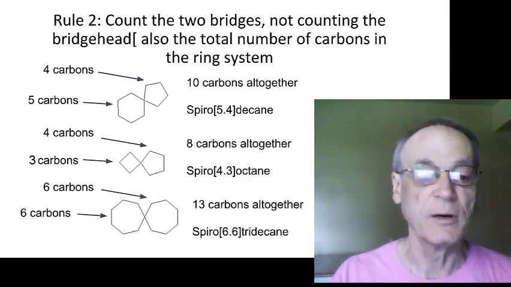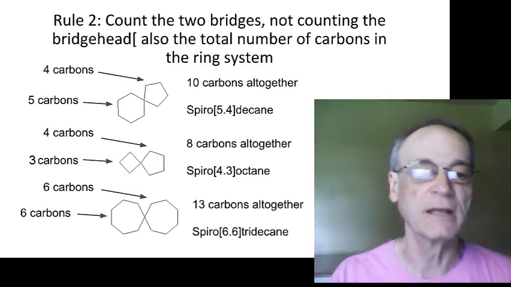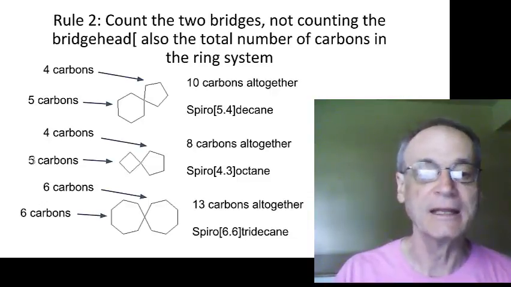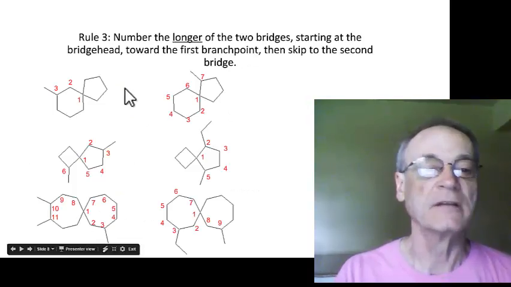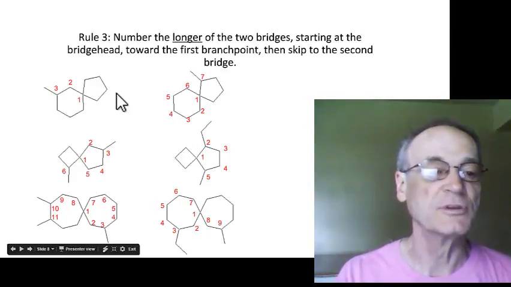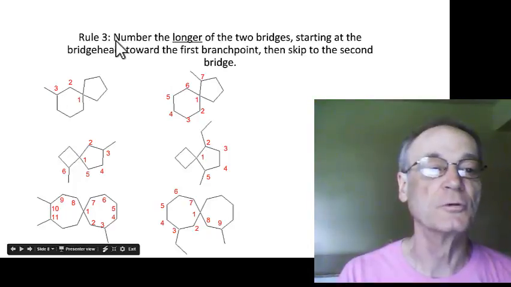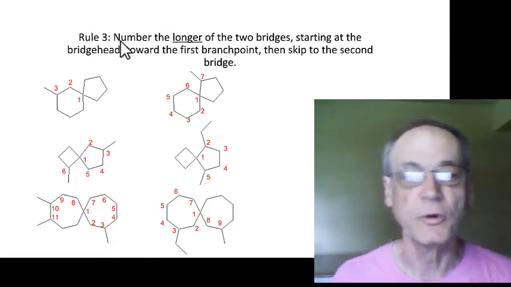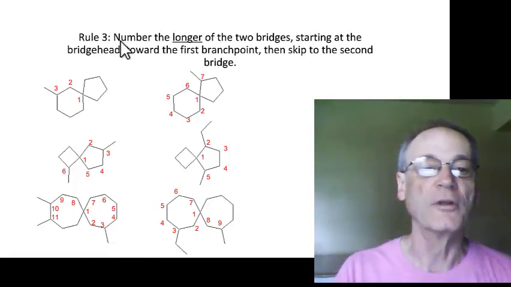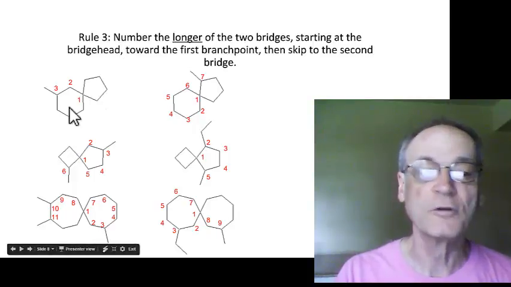But we still have to think about what if you have any groups attached to the rings. How do you number them and indicate their numbers in the name? Take a look at this one, which is the same as the example we saw a minute ago, but has a methyl on this carbon right here. So what does the rule say in terms of numbering? Well, this is really important. It's a little bit tricky. You number the longer of the 2 bridges. No matter what groups are present, you number the longer of the 2 bridges.